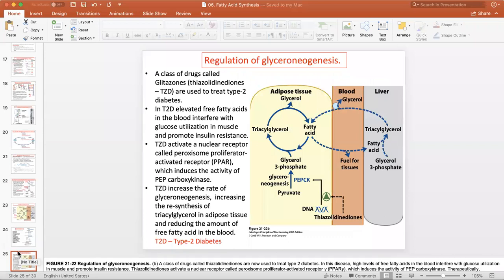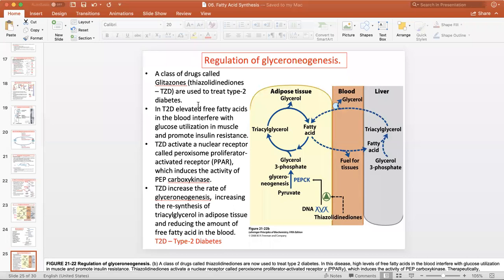One specific drug which is used to regulate this part, or for altering the reactions, is TZD, which is a diabetic drug. The other name is glitazones. I can never actually pronounce this name, so I just say glitazones or TZDs. What happens in type 2 diabetes is that there is insulin resistance. And how do we get insulin resistance specifically in type 2 diabetes? The fat molecules hinder the effect of insulin, and they hinder glucose uptake.